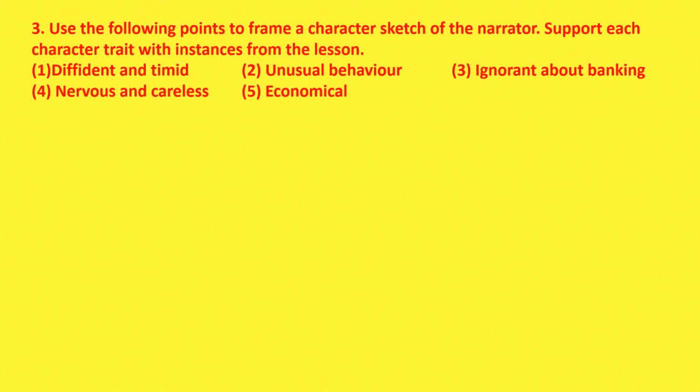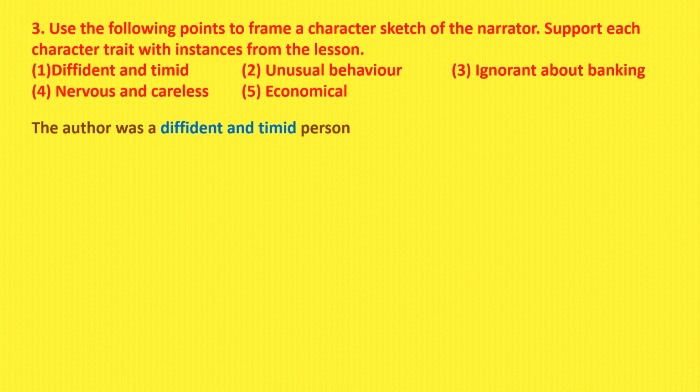Use the following points to frame a character sketch of the narrator. That means the personality traits or what the narrator actually is. Now, support each character trait with instances from the lesson. So, they have given you 5 different traits or characteristics of the author or the narrator. He is diffident and timid, his unusual behavior, he is ignorant about banking, means he doesn't know anything about banking, he is nervous and careless, and he is economical. Now using this and examples from the text, we have to write a character sketch.